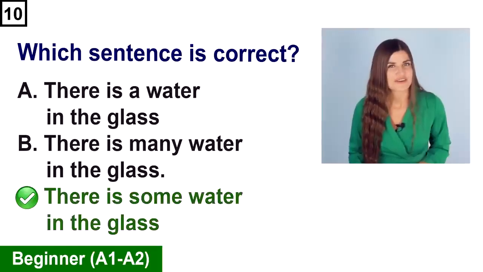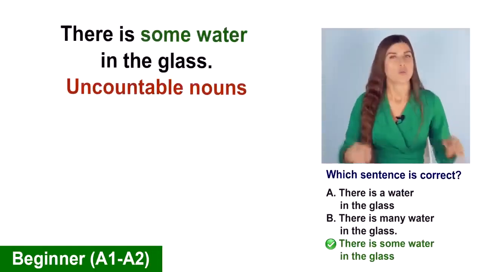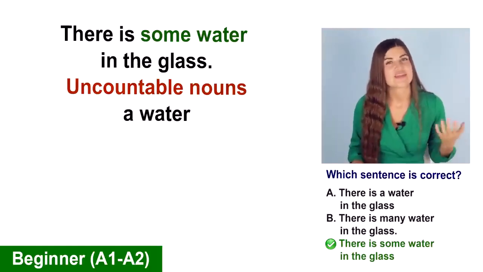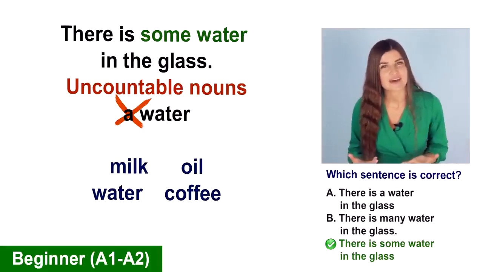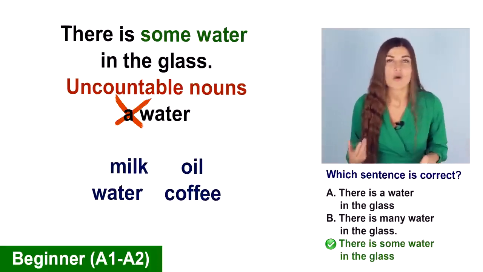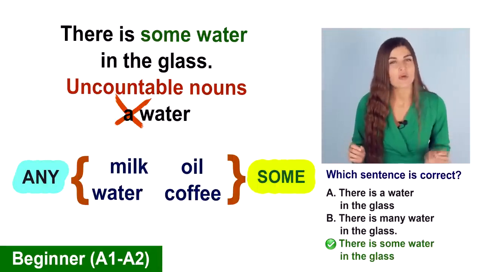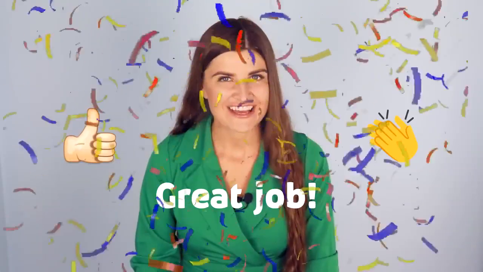There is some water in the glass. It's correct because water is an uncountable noun. We don't need to use an article. We can't say a water. When we are talking about uncountable nouns like milk, oil, water, coffee, we say some or any in questions and negative sentences. Great job, guys!